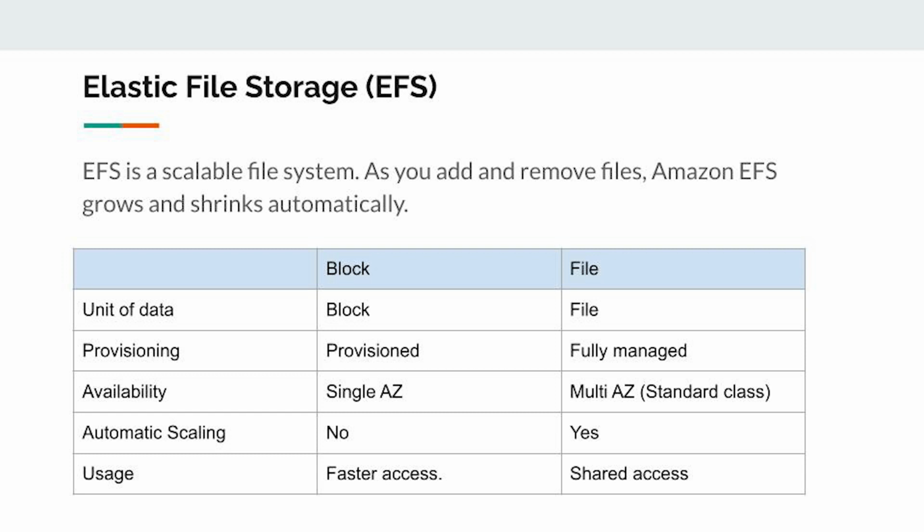EBS is associated with a single availability zone. EFS is a regional service. It stores data in and across multiple availability zones with the standard class. EBS does not automatically scale. EFS does automatically scale. EBS is generally used for fast access. EFS is used for shared access and highly available data. EBS can also be attached to multiple instances with multi-attach mode, but still it's within a single availability zone.